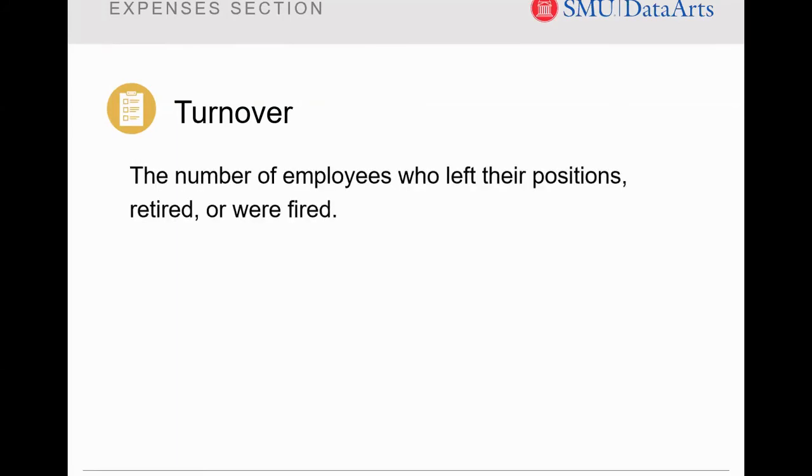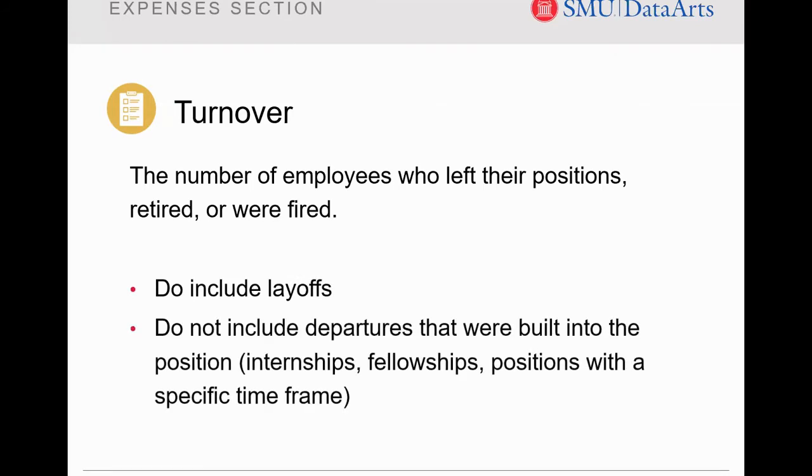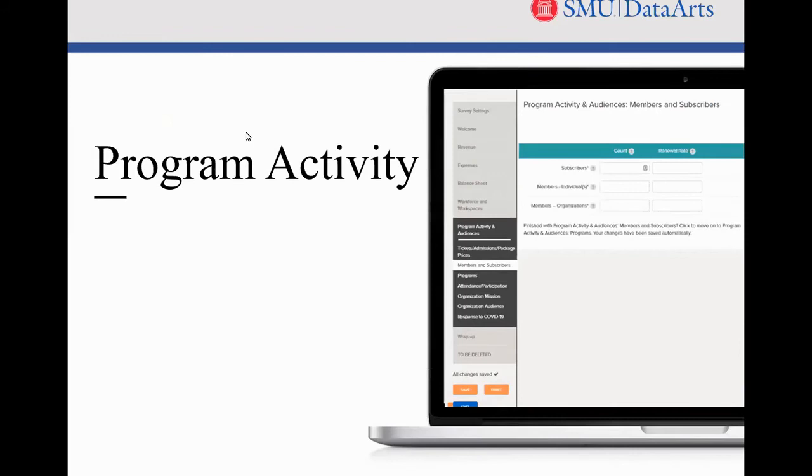I did want to give a quick definition of turnover for you, which you'll also find on the platform when you're entering your data. This is defined as the number of employees who left their positions, retired, or were fired within that fiscal year. A couple notes here: you should include layoffs in this number, but do not include departures that were built into the position. So for example, if you had an internship or a fellowship or anything where you hired someone with the expectation that they would only work for a certain time frame, you don't need to include them in the turnover column.